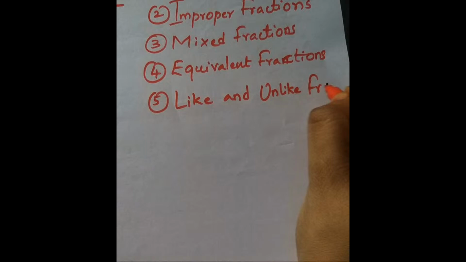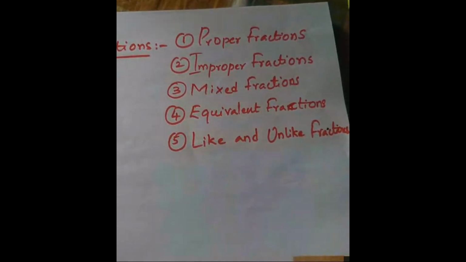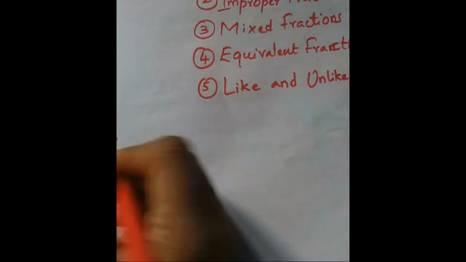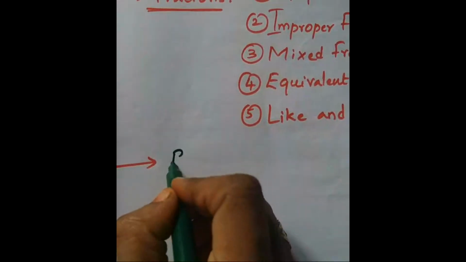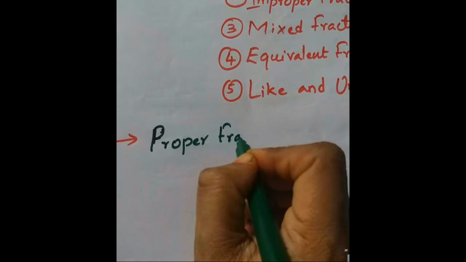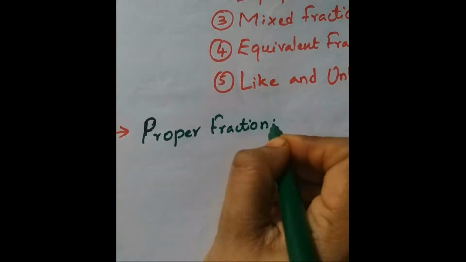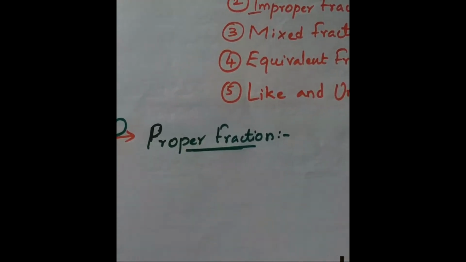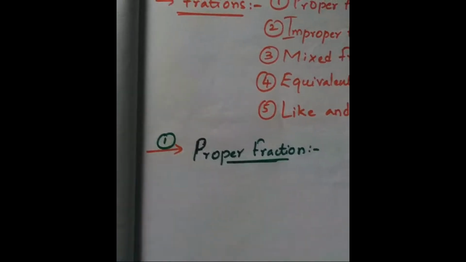One by one, I will explain what the proper, improper, mixed, equivalent, and like and unlike fractions are. First one is the proper fraction. With an example, I am going to show children. What is this proper fraction?